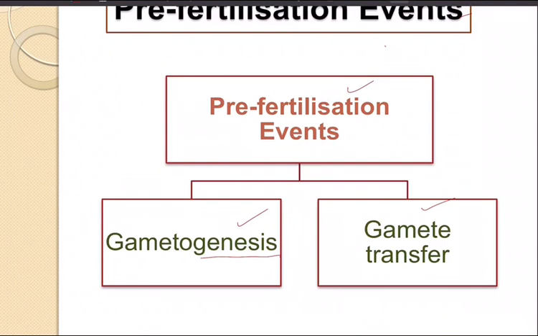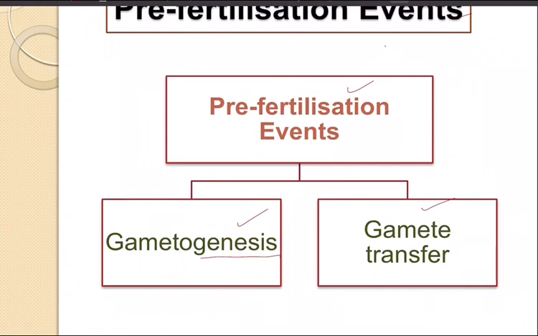So many mammals, especially those living in natural wild conditions, exhibit such cycles only during favorable conditions and favorable seasons in their reproductive phase, and therefore they are called seasonal breeders. Many other mammals are reproductively active throughout their reproductive phase, and hence they are called continuous breeders.